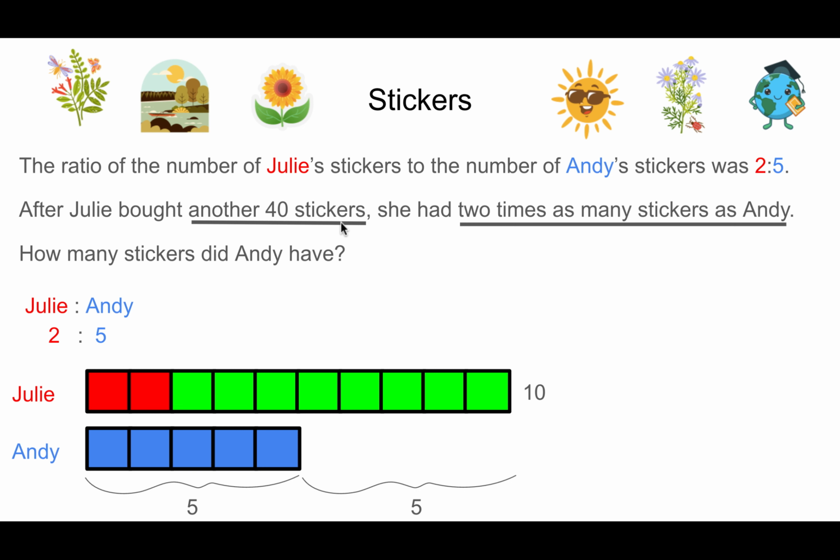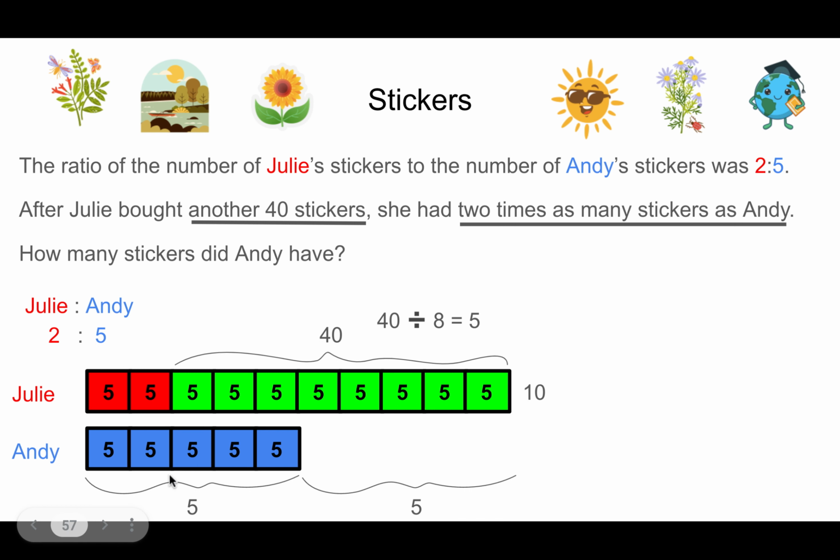We know that Julie bought another 40 stickers, so that means that these green squares are what she bought. This was the 2 times as many, and we know that it is equivalent to 40 because it says 40 stickers. There are 8 squares, and if the total of the squares is 40, then we can divide 40 divided by 8 so that each square is equivalent to 5.